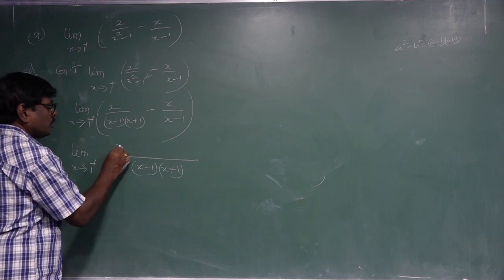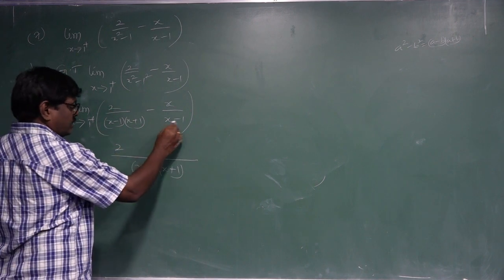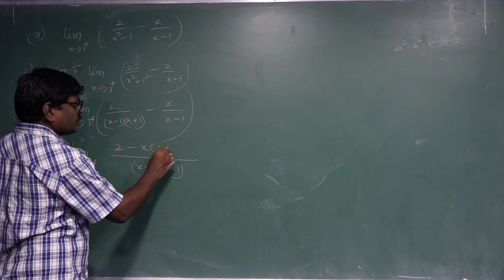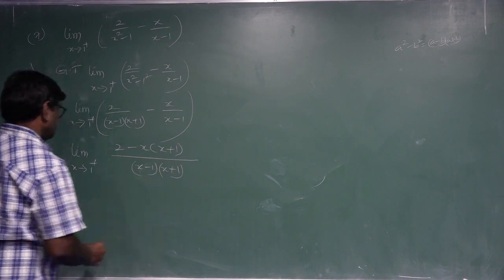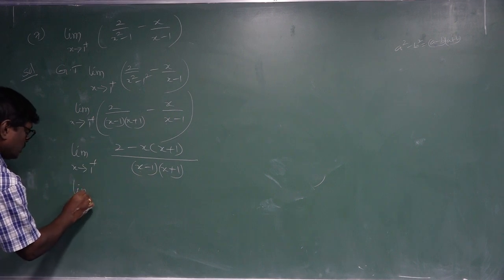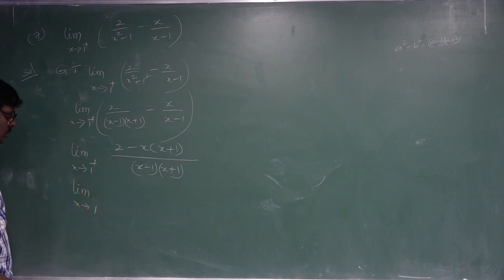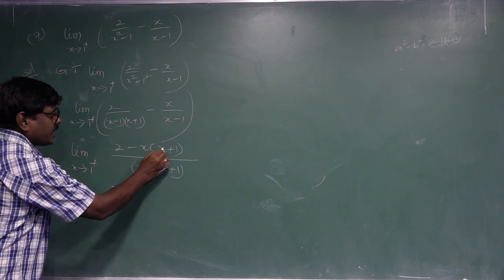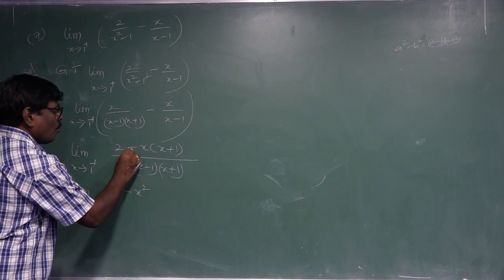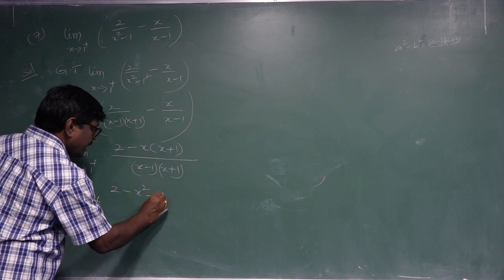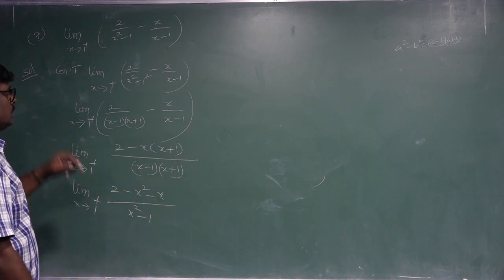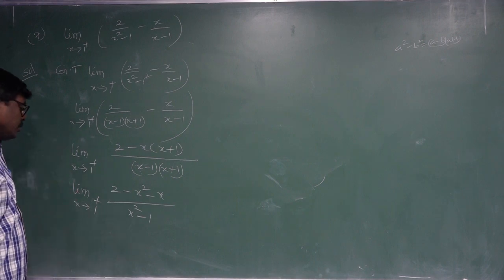This is x minus 1, x minus 1. This is a minus x into x plus 1. The limit as x tends to 1 plus. This is a multiplication: 2 into minus x into x, minus x square, minus x into plus 1 minus x. A plus b into a x square minus 1. This is it, applying.